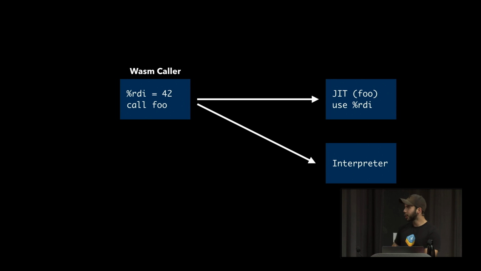But again, here comes the interpreter. How do we do that? Well, there's two problems here. The first one is that there's no way of talking about machine registers in the bytecode, because the bytecode is not machine dependent, so that's the first problem.